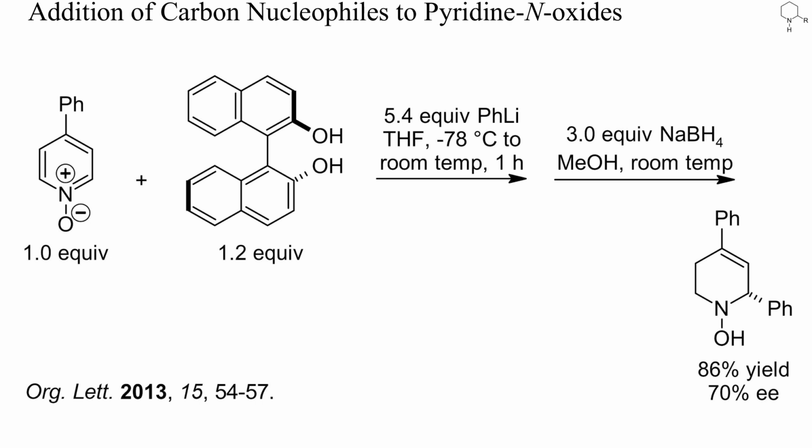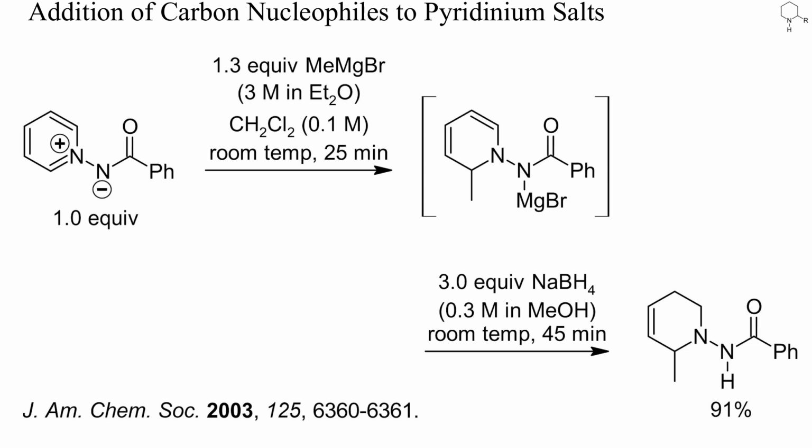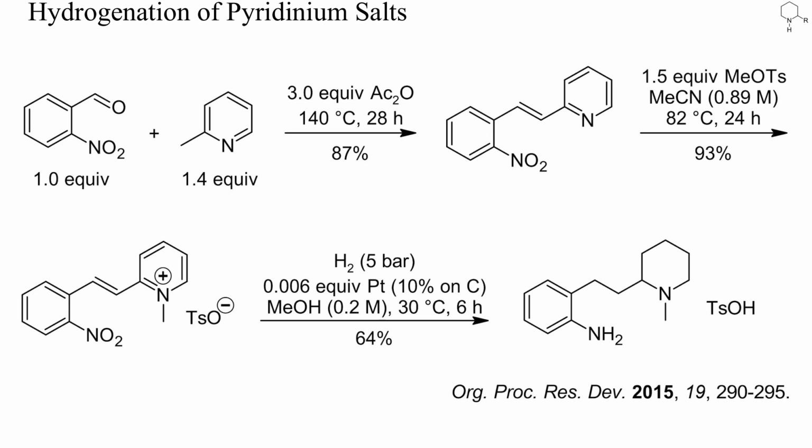Here, phenyllithium added enantioselectively to 4-phenylpyridine N-oxide, and the initially formed dihydropyridine was reduced with sodium borohydride to an N-hydroxy tetrahydropyridine. The starting material of this example was an aminopyridinium ylide, and it reacted with methylmagnesium bromide in the same way as a pyridine N-oxide. This here is a typical example of the condensation of 2-picoline with an aldehyde followed by quaternization and hydrogenation.